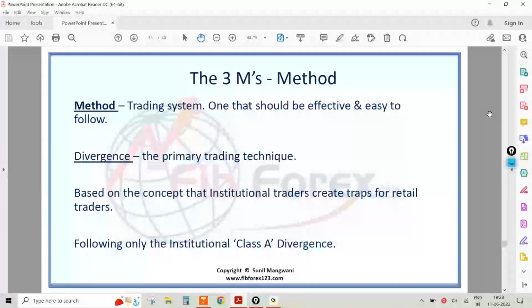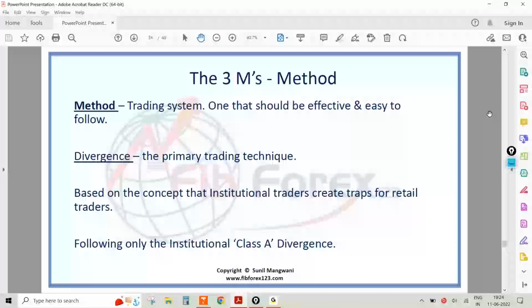Now coming back to the method. All the examples I showed you were of divergence. That's my primary trading technique. And another reason why I'm going through this, there are a lot of other techniques that we do follow. But this divergence is based on the concept that institutional traders create traps for retail traders. Now, everybody knows divergence. I'm sure all of you know what divergence is. But there are different ways.